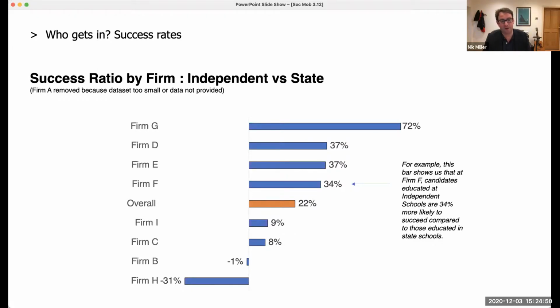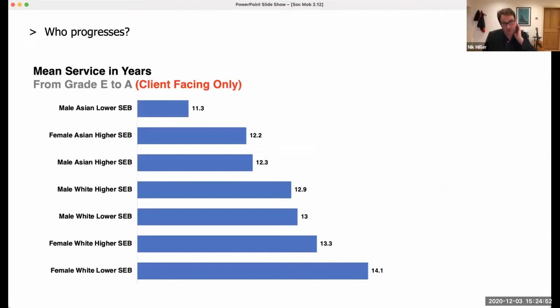And then finally, the who progresses question. So here we have looked at intersectionalities of different characteristics. Here you're looking at the number of years it takes, on average, employees from these backgrounds to get at this particular firm from grade E, which is sort of graduate entry grade, up to A, which is associate director. And we start to see what we've called, and others have called, of course, the progression gap. These progression gaps start to open up.